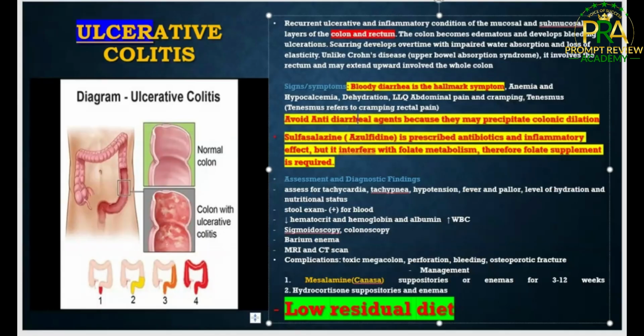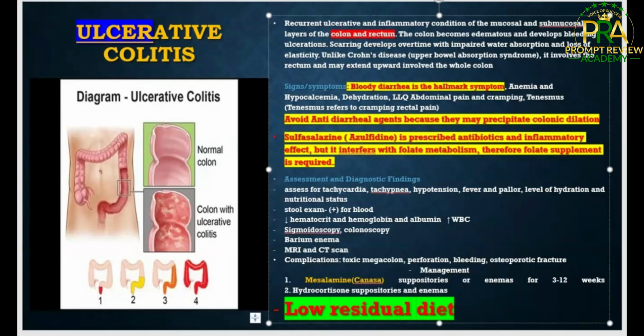Then, sulfasalazine is prescribed for its antibiotic and anti-inflammatory effect, but it interferes with folate metabolism. Therefore, a folate supplement is needed. So remember, anything I highlight is important too.